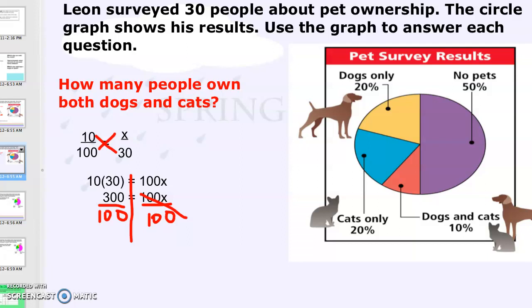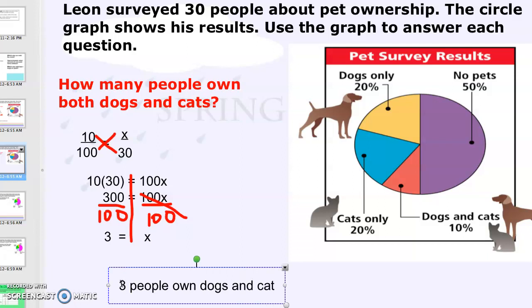So I'm left with x, which is what I want. And then on the left-hand side, 300 divided by 100 is 3. 3 equals x. So that means that 3 people own dogs and cats.